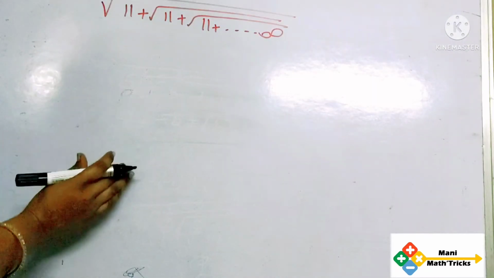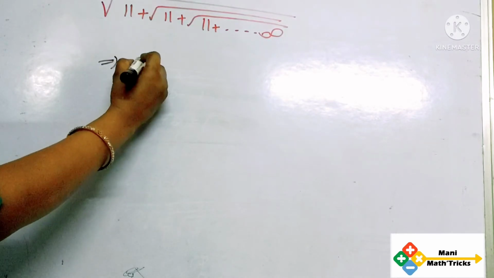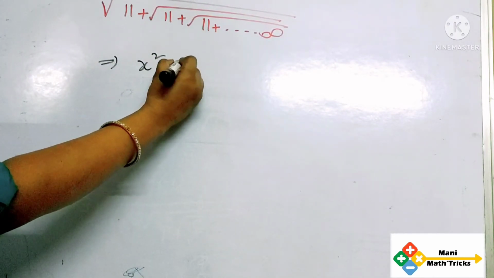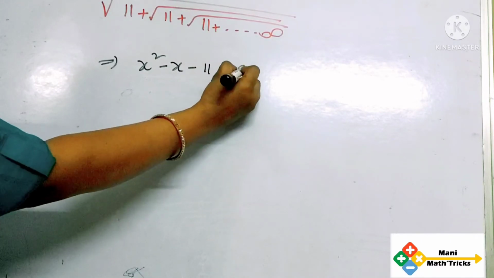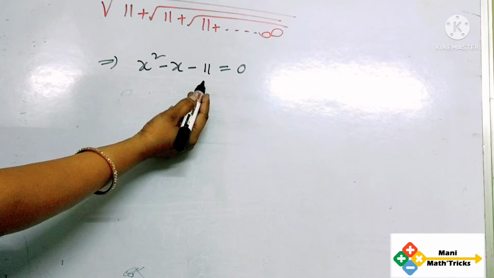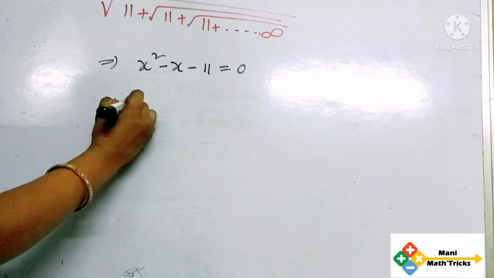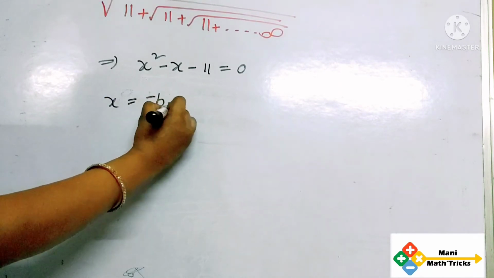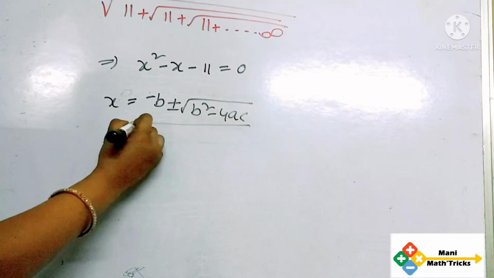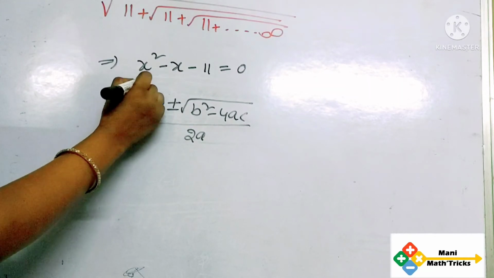Okay, let us see one more problem. So when the problem is given like this, write directly the equation x square, it is your plus, so you have to write minus x minus 11 is equal to 0. Now if you see here, this one you won't get factors normally, so you have to use the formula over here. So the formula is x is equal to minus b plus or minus under root b square minus 4ac by 2a. Okay, let's take a, b, c values from this equation.